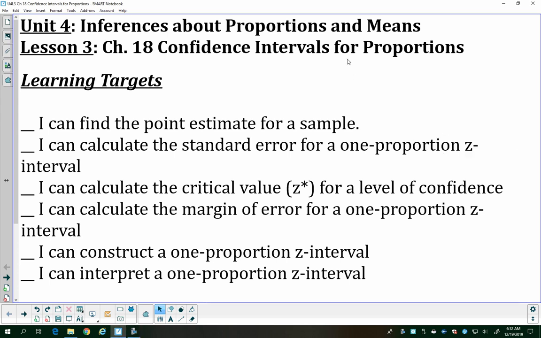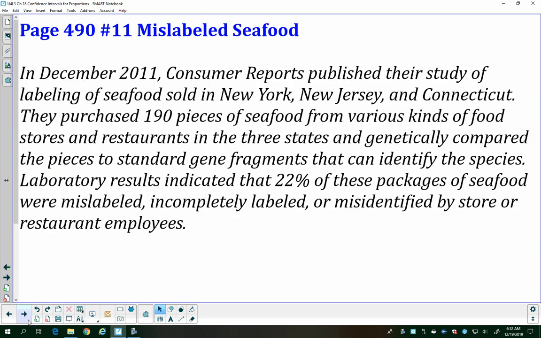Hey all, today we are going to continue our discussion on sample proportions, and we're going to talk about building confidence intervals. So we're going to work through the example on page 490, number 11. If you have your book, you can read it from there, or you can take a second and read it here. You can pause and read this problem, and then we're going to use this problem to discuss what exactly is a confidence interval and how can we construct one.